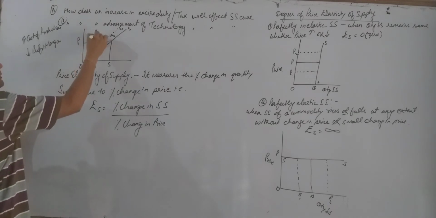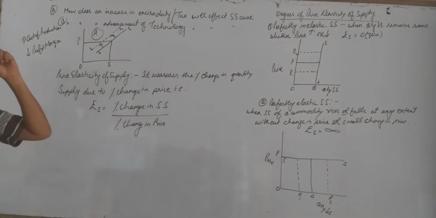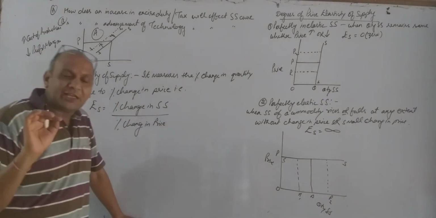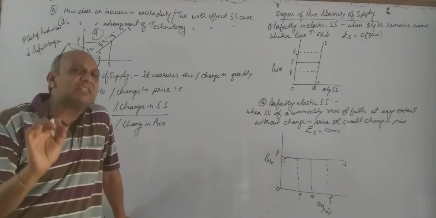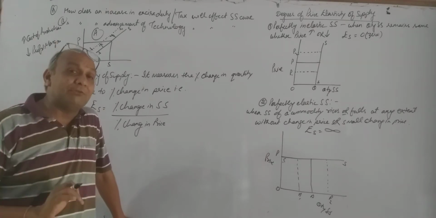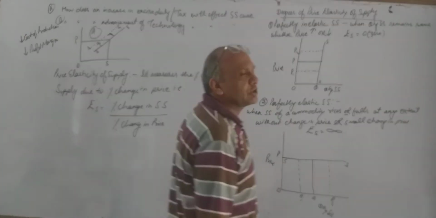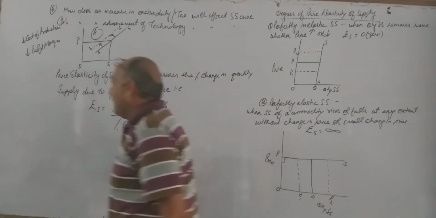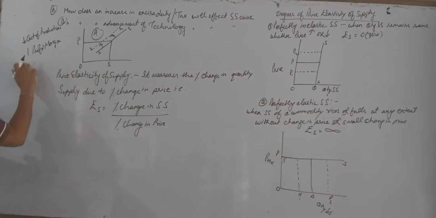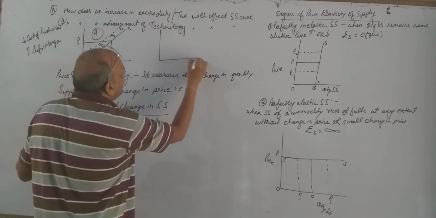Number 2, option B. This was A. How does an advancement of technology affect our supply? Advancement of technology means technology improved. If technology improved, it means my production efficiency increases, my productivity increases. And when my productivity increases, what will happen here? My cost of production will reduce. जो प्रोड्यूस करने की जो कॉस्ट है वो क्या हो जाएगी? कम हो जाएगी. And if cost of production reduces, what will happen, my dear? My profit margin will increase. And if my profit margin increases, I will supply more and more quantity.